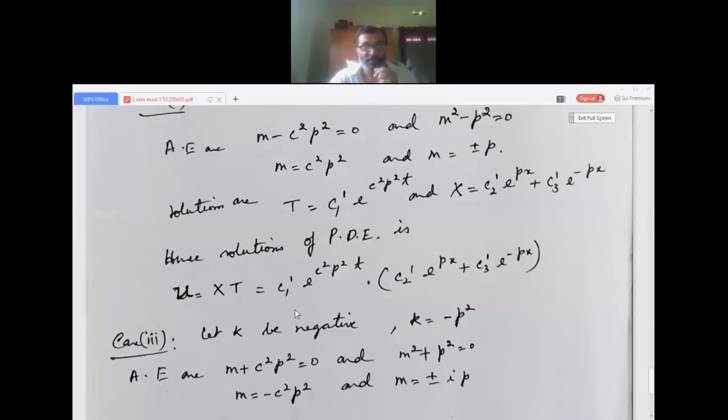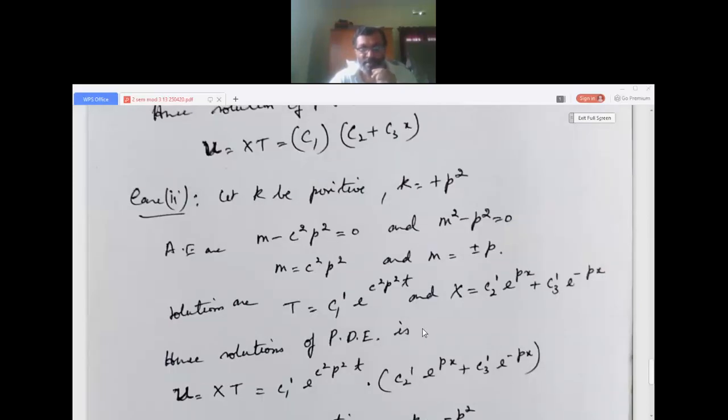So I wrote T first, c1 dash e power c squared p squared t. I can write X first also, no problem. And c2 dash e power px plus c3 dash e power minus px.